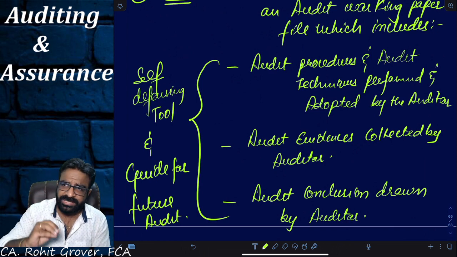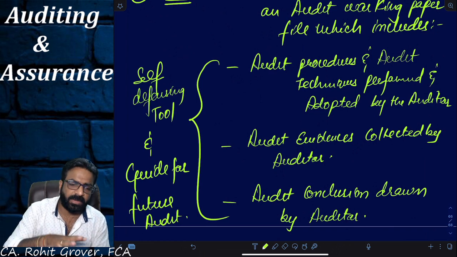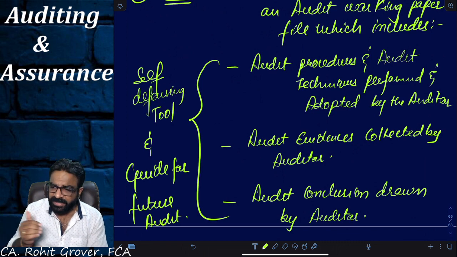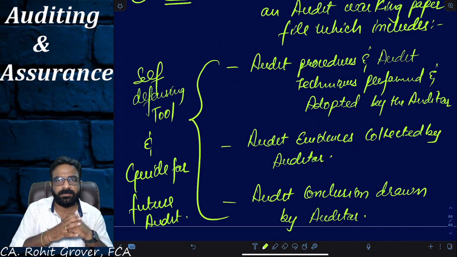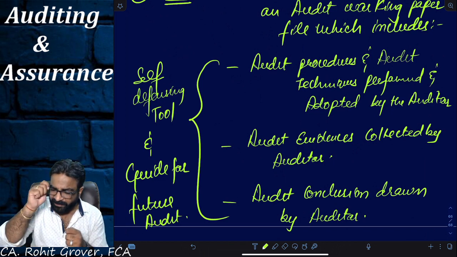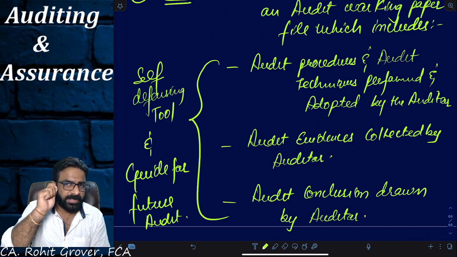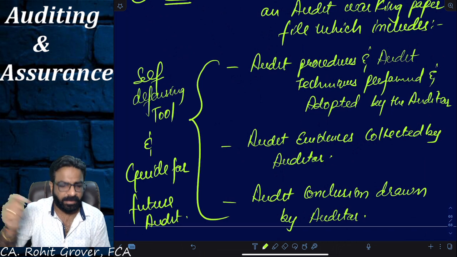Whatever communications you are doing with your client, make a record of that. What are the correspondences which are exchanging between you and your client, make a record of that. Put it in your file. Whatever documentation, whatever piece of paper you are sharing with your client, document that.